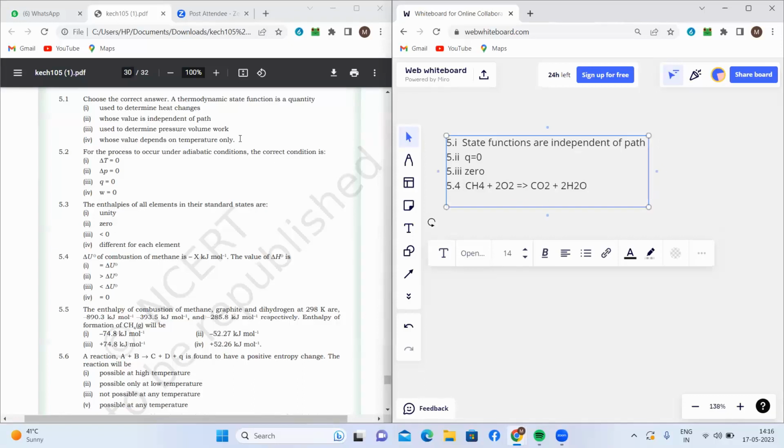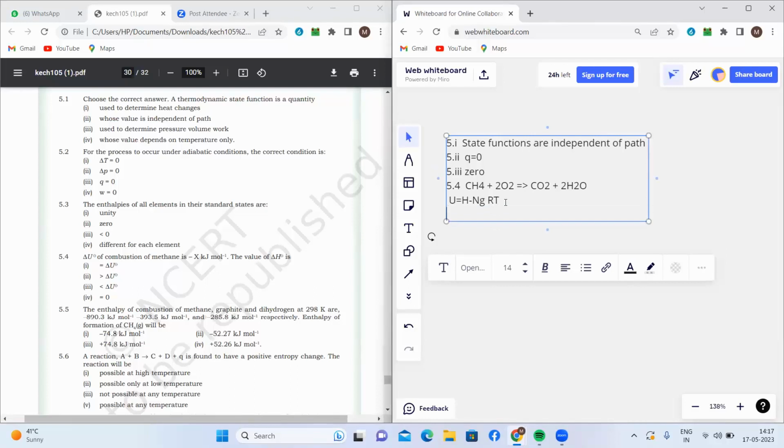So we have to find delta U of combustion of methane. So what are we given? We are given delta H. Okay, so we know this, that delta U is equal to delta H minus NGRT, where H is enthalpy, NG is the number of moles of gaseous change, R is our universal gas constant, and T is the required temperature. So this is basically a relation between the enthalpy and the internal energy change, which we study in the first law of thermodynamics. So let's go ahead and calculate.